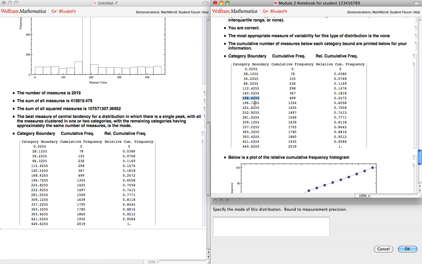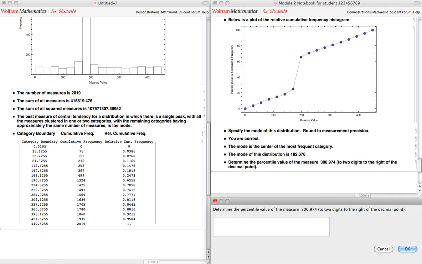So 168.6255 plus 196.7255 and divide that by 2, and it says round to measurement precision, so the answer is 182.676. Okay, so that's the mode.